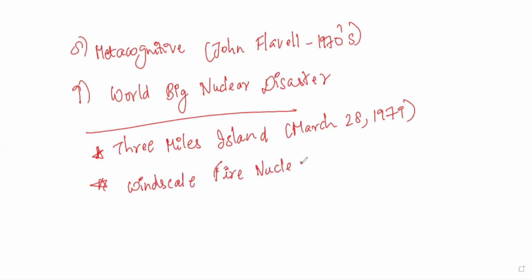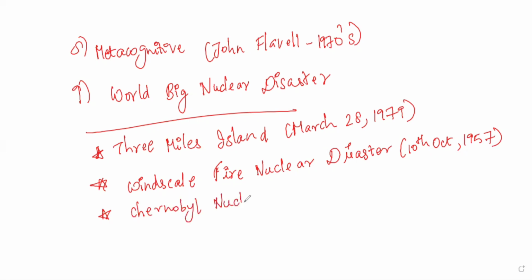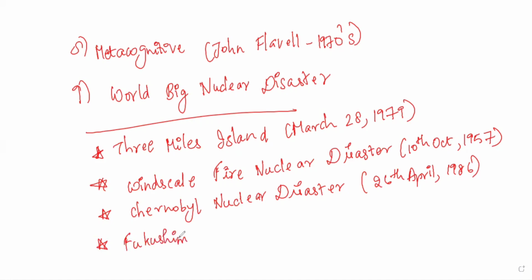Wind scale, fire, nuclear disaster, along with the dates I'm giving. You can have a run through. These are the worst nuclear disasters which have happened: Chernobyl, 26th April 1986, and the Fukushima nuclear disaster, 11th March 2011.